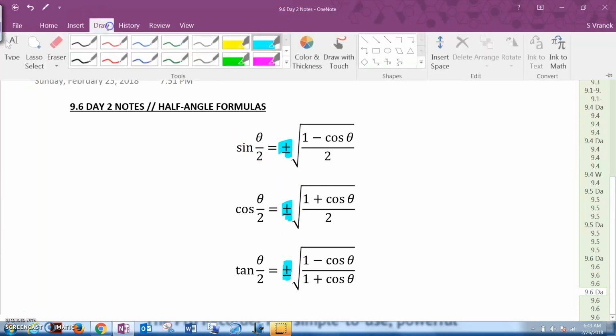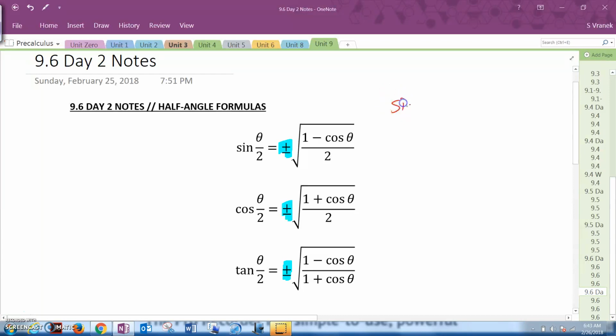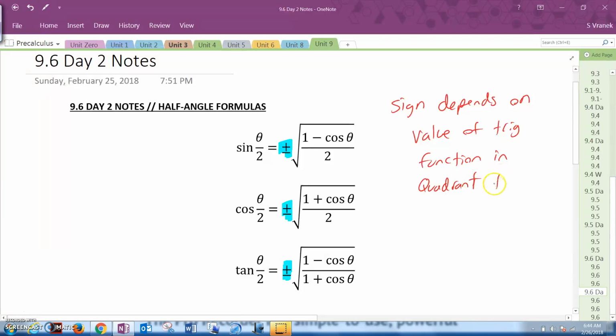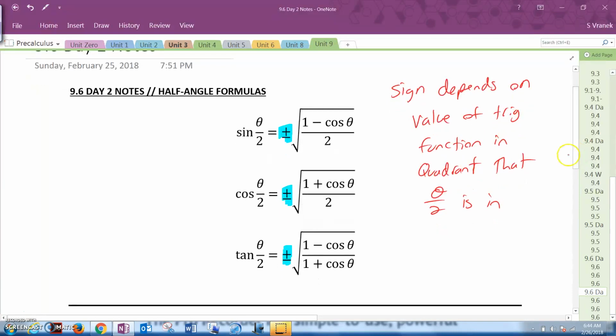Now, to figure out which one you use, the sign depends on the value of the trig function in the quadrant that theta over 2 is in. I can't spell today. So for example, if I'm doing the first problem, we'll talk about it actually. You can pause this to keep writing, but you have to pick a sign for the final answer is basically what I'm trying to tell you. So I actually will talk about that first when we move down.